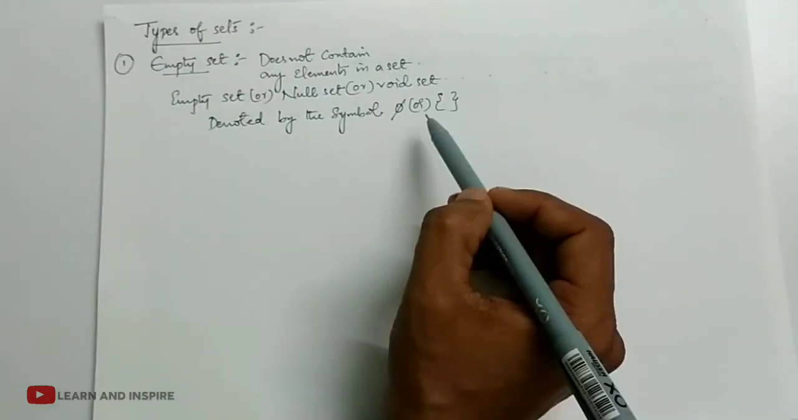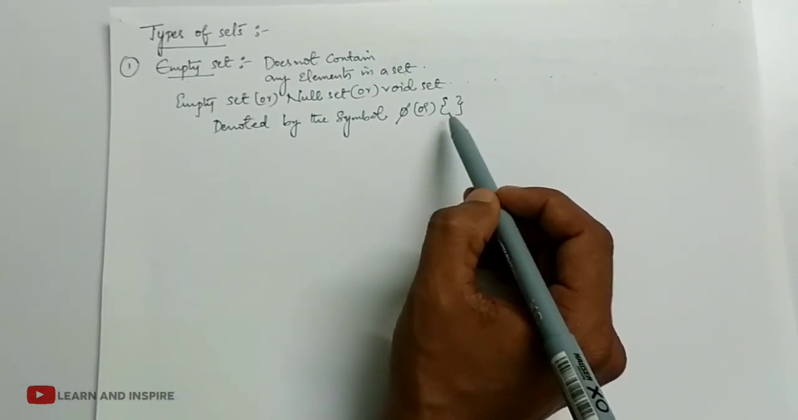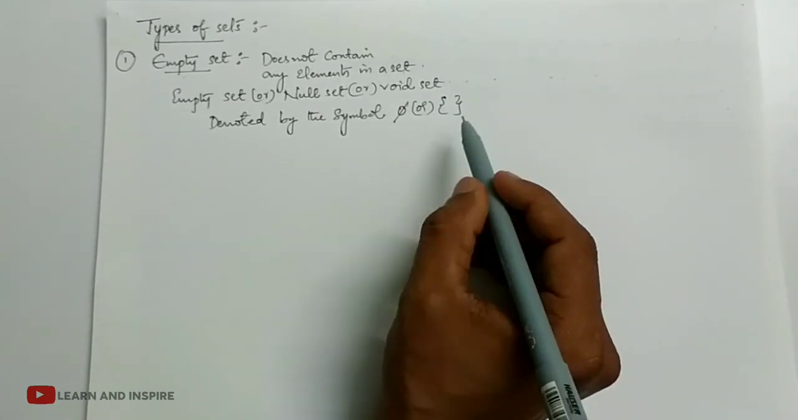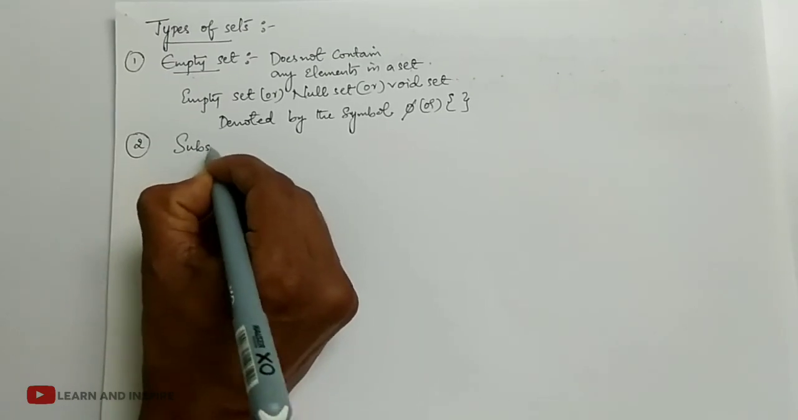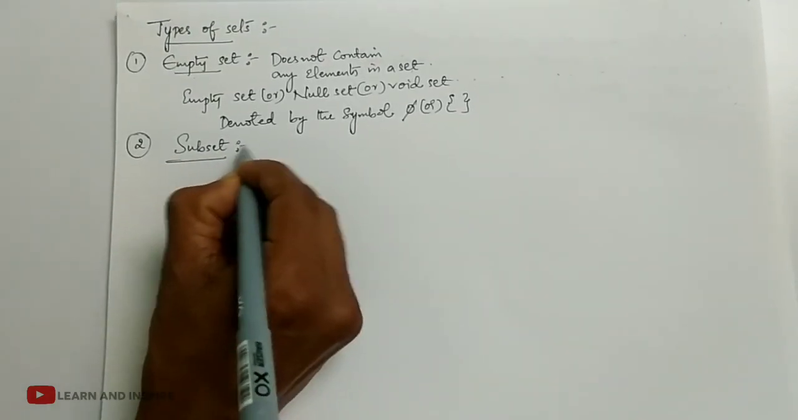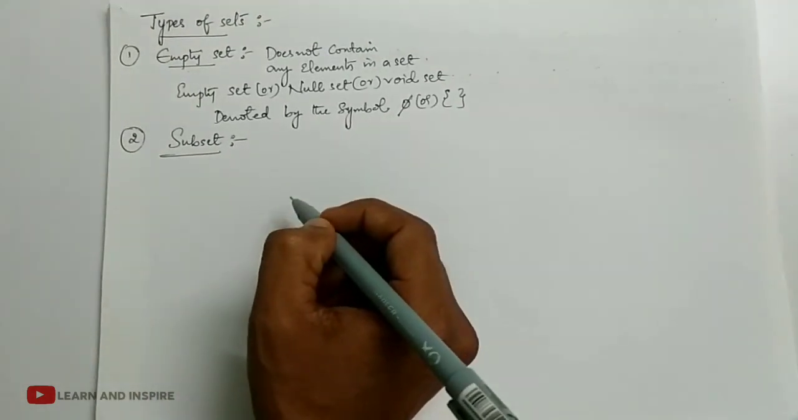And the symbol we use is phi, or no elements in a set, only curly brackets. Okay, second one is subset. So what is this subset?